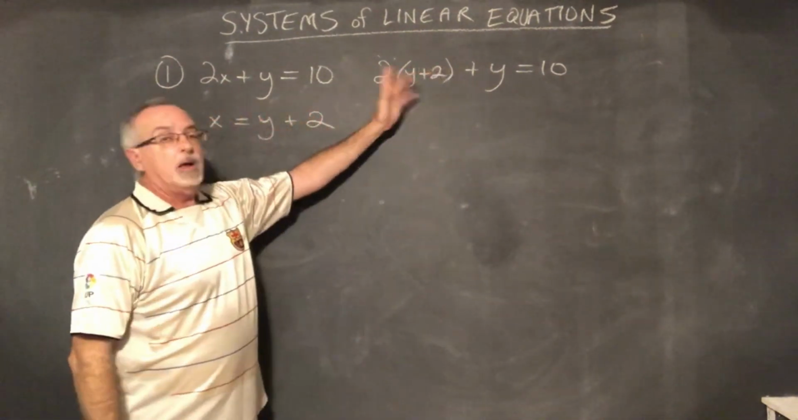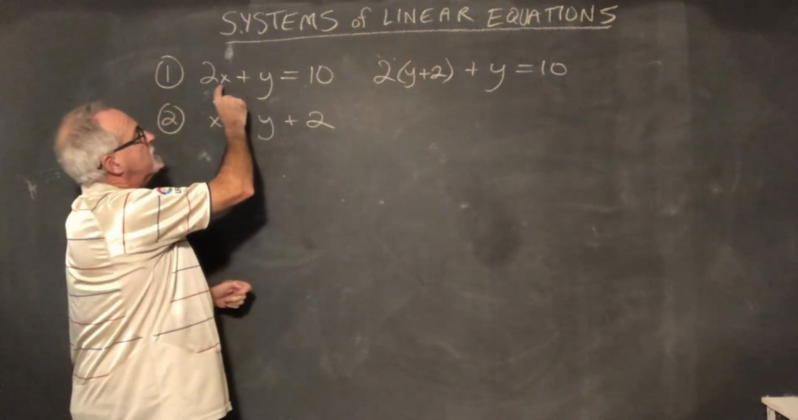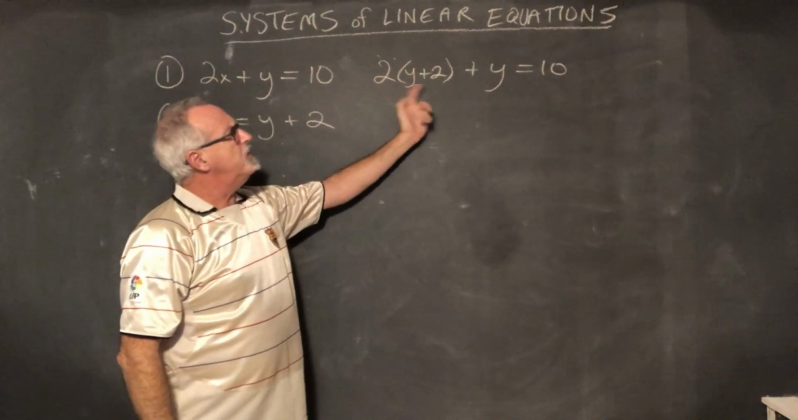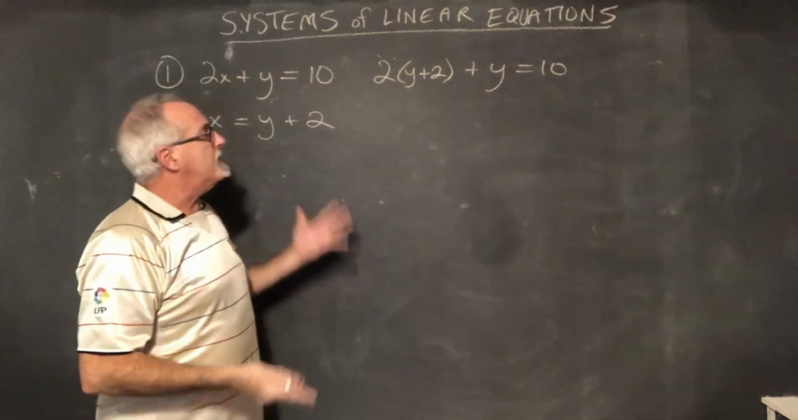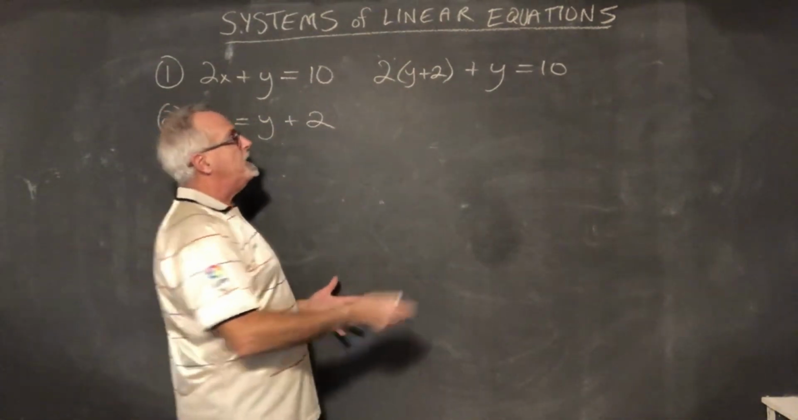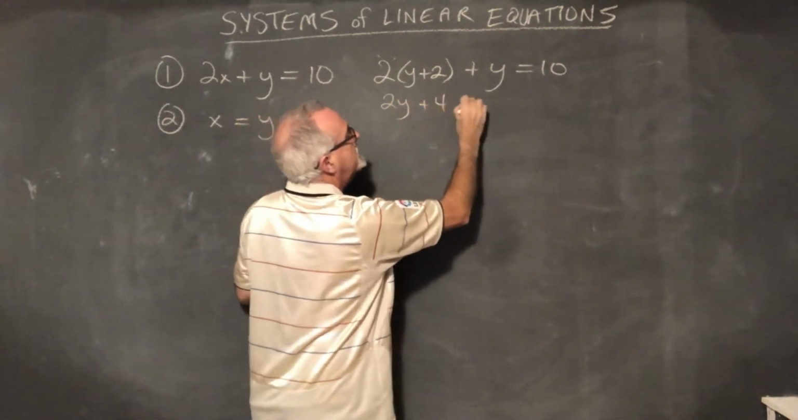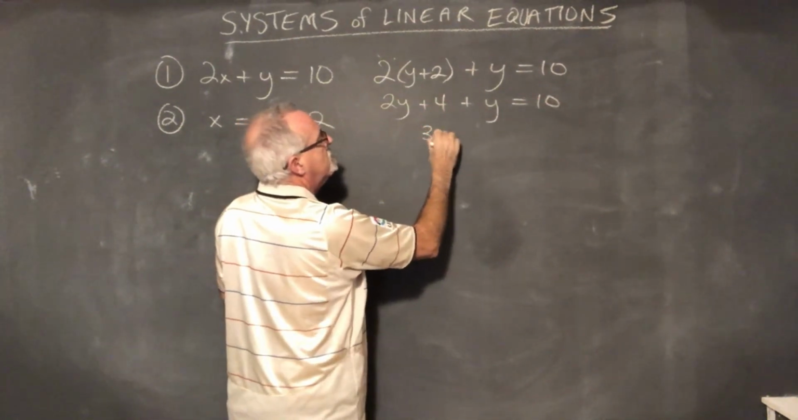And now I simplify. What happened here? I did a trick where I started with two equations with two variables, and I turned it into a single equation with only one variable, because this only has y now. That's the trick, and that substitution does that for you. Elimination also does that for you in a different way. Simplifying, 2y plus 4 plus y equals 10. 2y plus y is 3y.